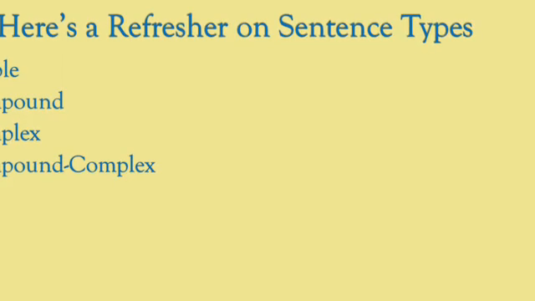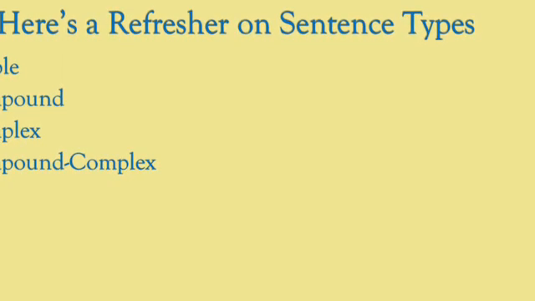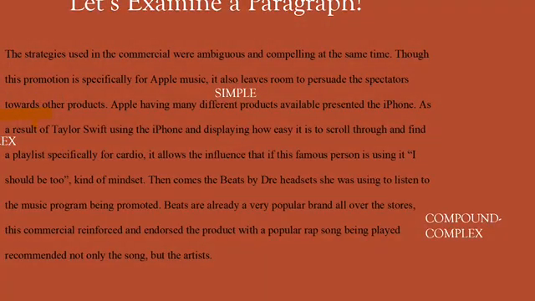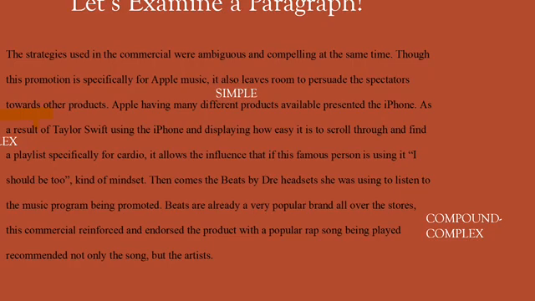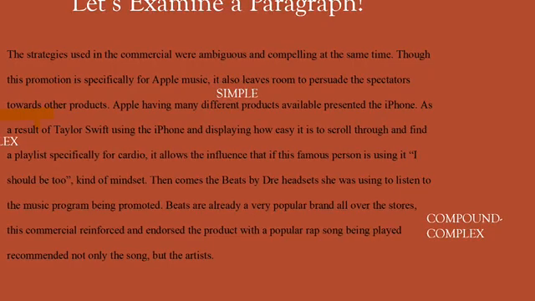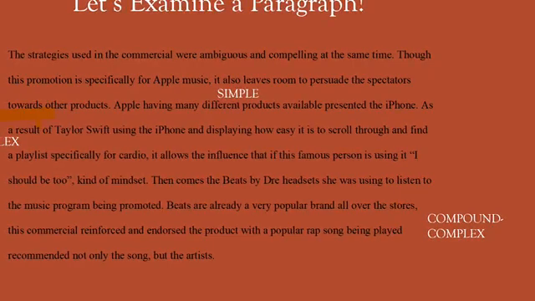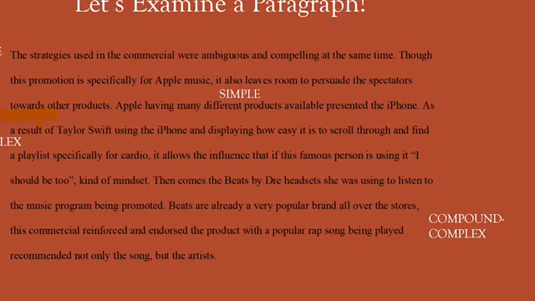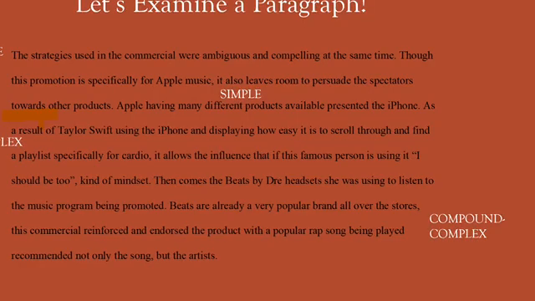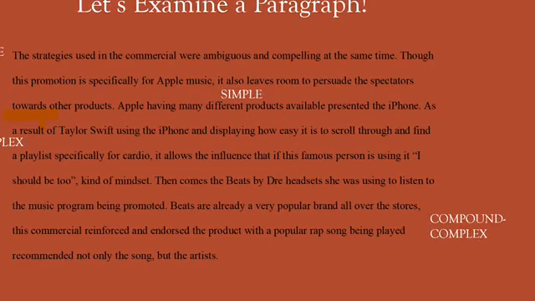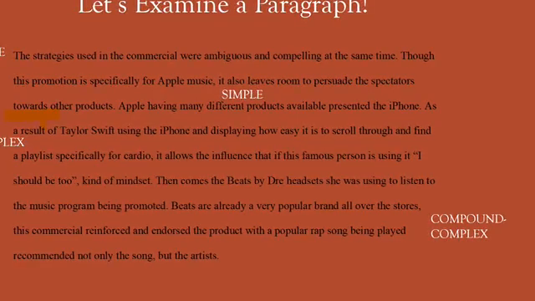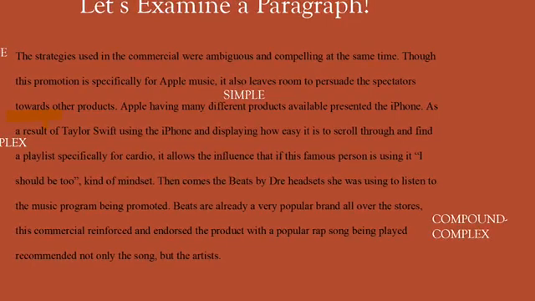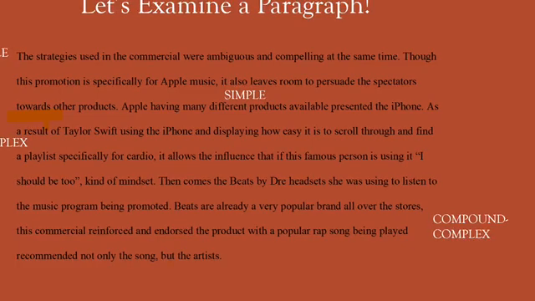All right, so let's look at a paragraph together, and we're going to see how this student varies their sentences. In the first sentence, we have: the strategies used in the commercial were ambiguous and compelling at the same time. That's a very simple sentence, and it's a great topic sentence to introduce us to what's going to be discussed in this paragraph. Next, we have another simple sentence in the third sentence, which is: Apple having many different products available presented the iPhone. Again, another simple sentence, and it's early on, so it's still kind of leading us into what the student is really going to get into.